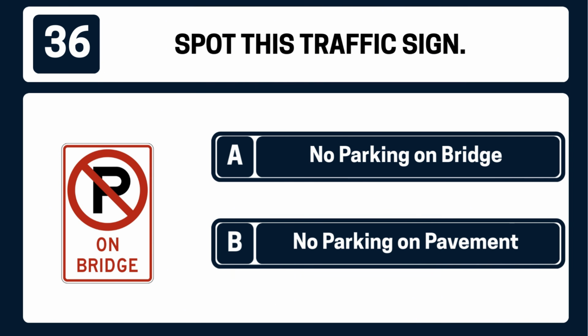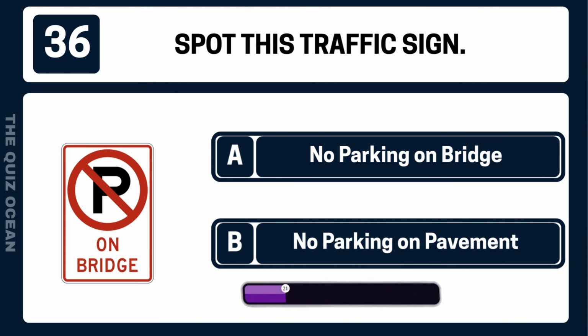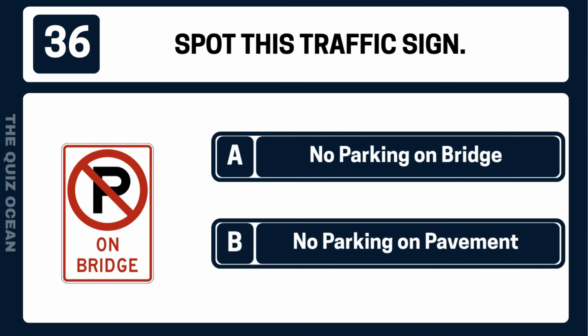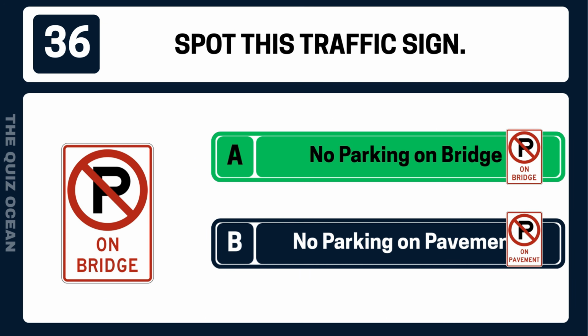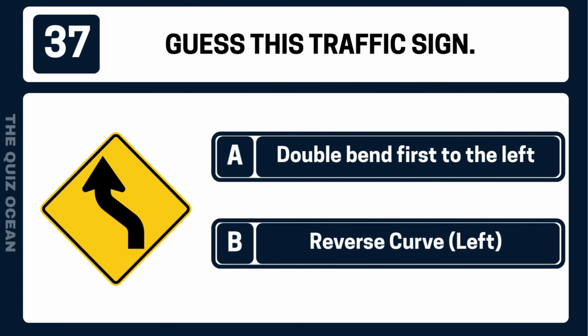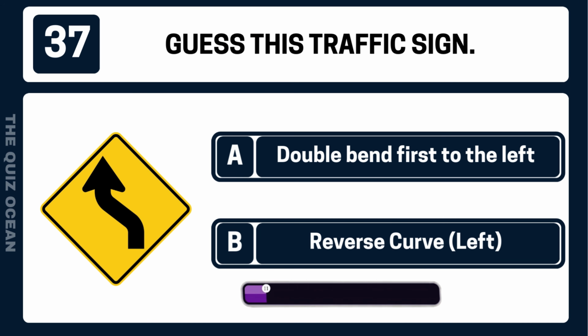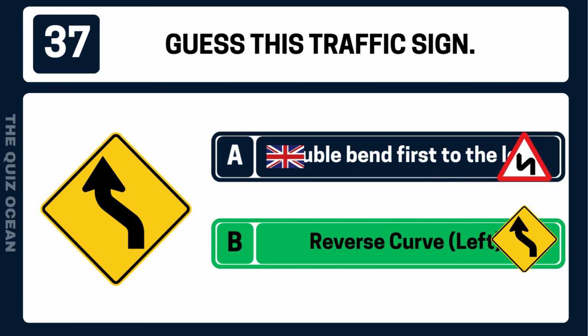Question 36. Spot this traffic sign. A. No parking on bridge. B. No parking on pavement. The answer is A. No parking on bridge. Question 37. Guess this traffic sign. A. Double bend, first to the left. B. Reverse curve left. The answer is B. Reverse curve left.